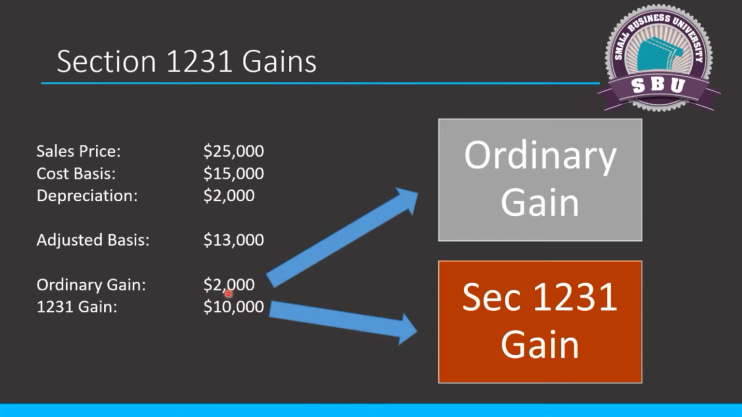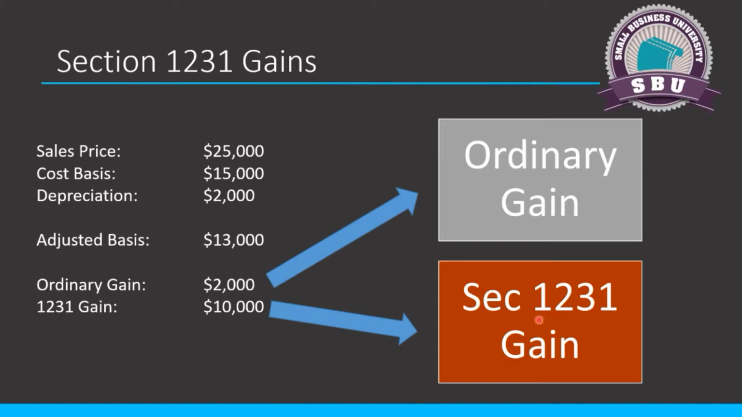So ordinary gain can be considered what the sales price is in relation to the adjusted basis, but no more than what the original cost basis was. Then the 1231 gain is the difference between the 25 and the 15 here. That goes over to this 1231 gain, and you've seen this before from the Schedule K lesson. This goes over to the Schedule K and is taxed differently. This gain is treated more like capital gain, and that's all done on the personal tax return. Our job in doing the corporate tax return is just to make sure this ends up in the right bucket.